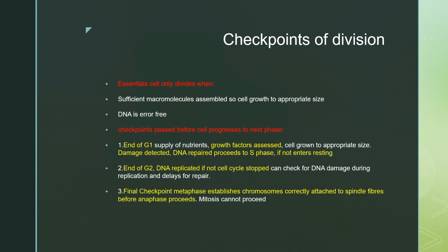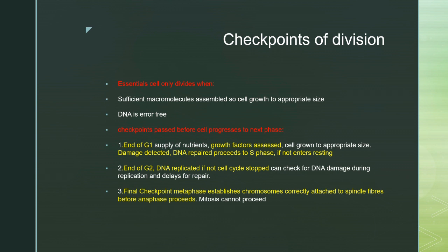Now, there's a number of checkpoints that the cell will have to pass before it progresses. Basically, at the end of G1, the supply of nutrients and the growth factors will be assessed. You need to know if the cell has grown to an appropriate size, if any damage has been detected, and if the DNA is repaired, it will then proceed to S phase. If not, it will enter a resting phase.